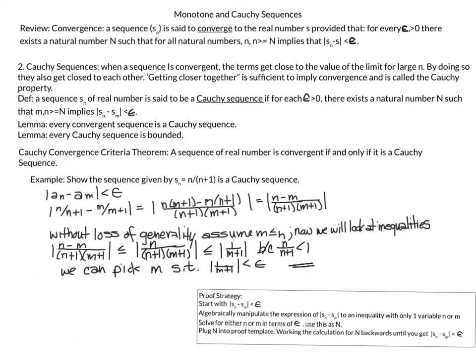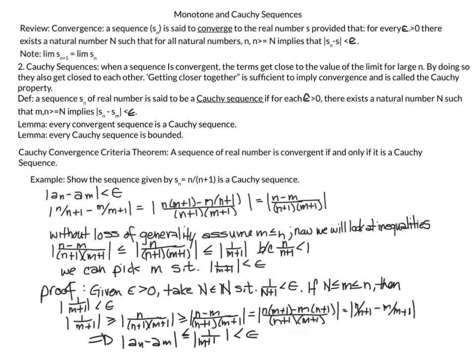I'm going to be a little bit lazy and just say that I'm going to choose n in the natural numbers such that the absolute value of 1 over n plus 1 is less than epsilon. And actually I can get rid of the absolute value sign since n is a natural number and greater than 0. And I can plug into my proof template.